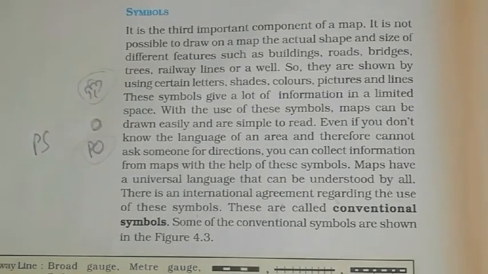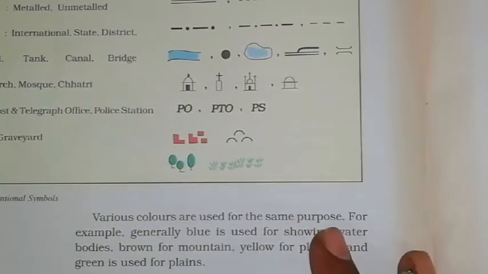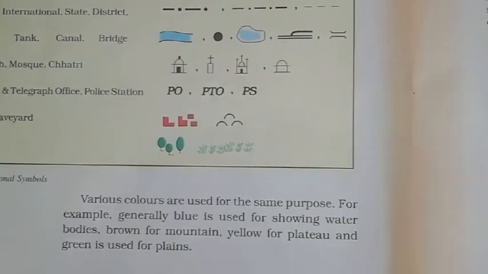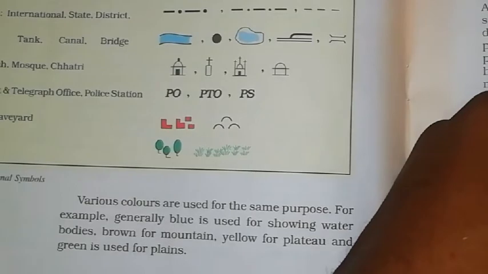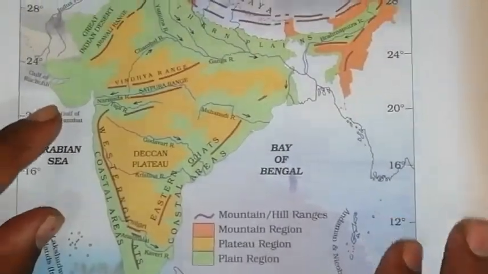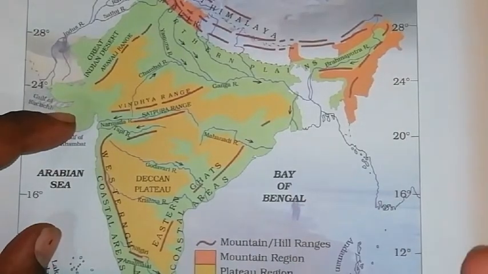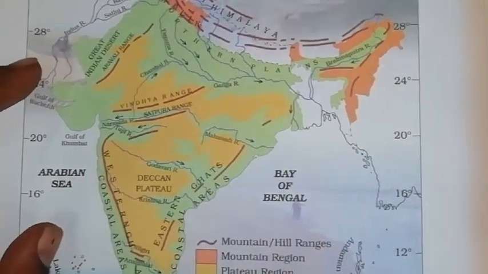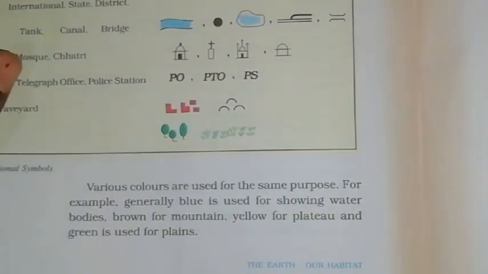Now various colors are also used for some purpose. In the previous video I showed you the physical map of India. These are the different colors that are used to show the different types of regions. Look, this greenish color is plains. The yellowish color is plateaus. So different colors are also used for the same purpose.